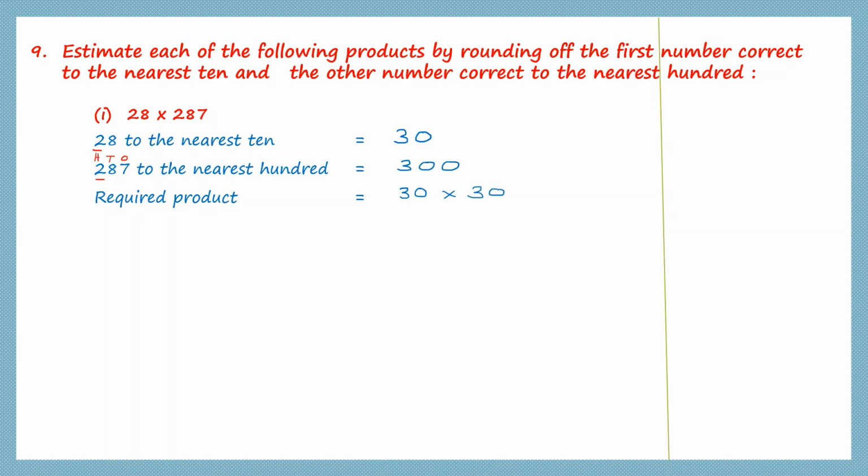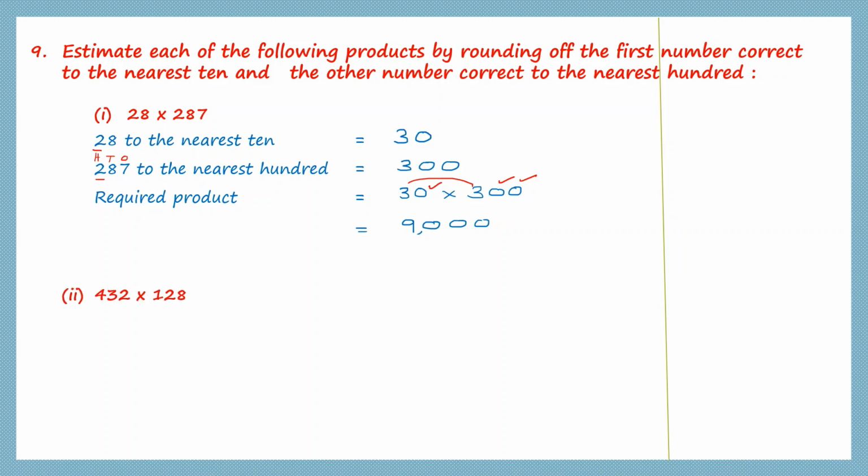30 into 300. So here we have to first multiply 3 into 3. So 3 threes are 9. Now count all the zeros. 1, 2, 3. We have 3 zeros there. So let's add that. 1, 2, 3. So we have 9,000. The required product is 9,000.